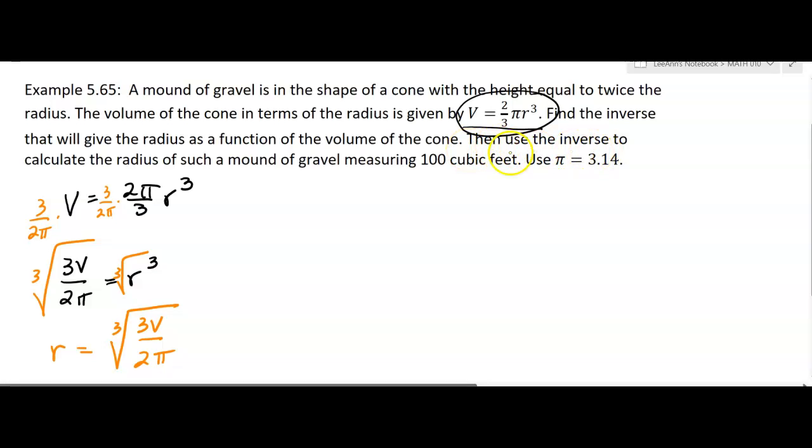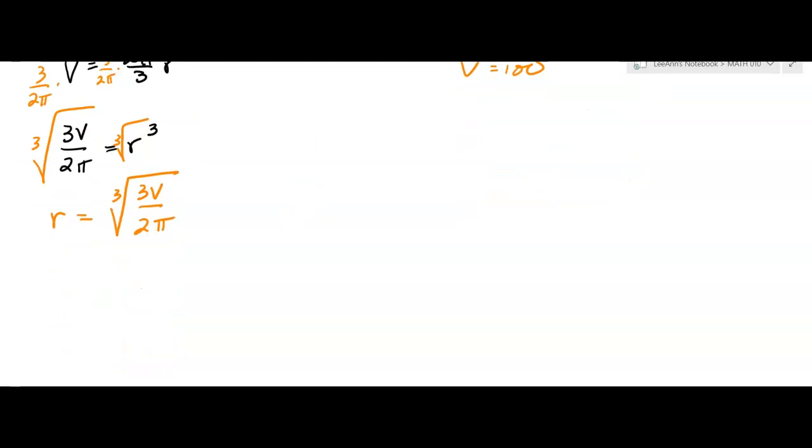Then use the inverse to calculate the radius of such a mound of gravel measuring 100 cubic feet. Now that's the volume because it's cubic feet. So V is 100. And they tell us to use 3.14 for pi. Okay, so we're going to go r equals the cube root of 3 times 100 over 2 times 3.14.